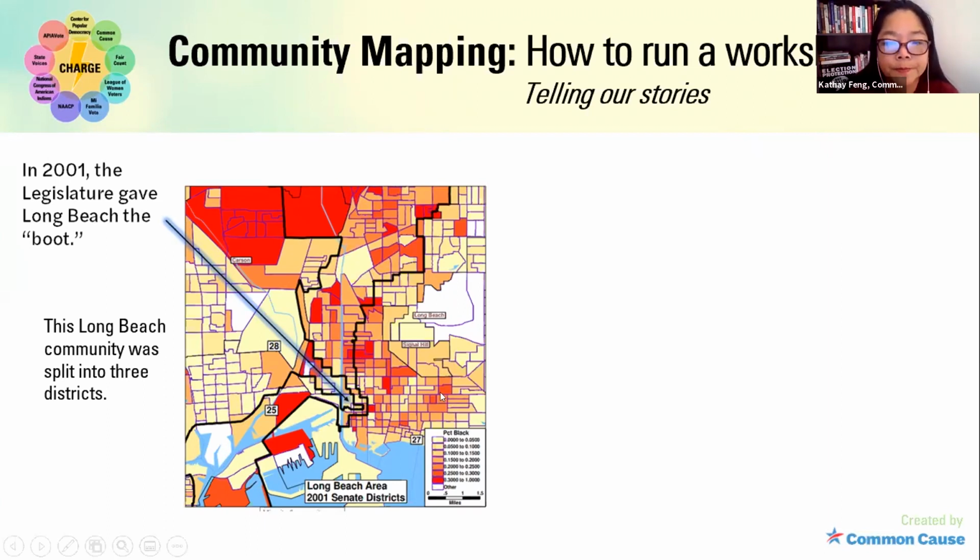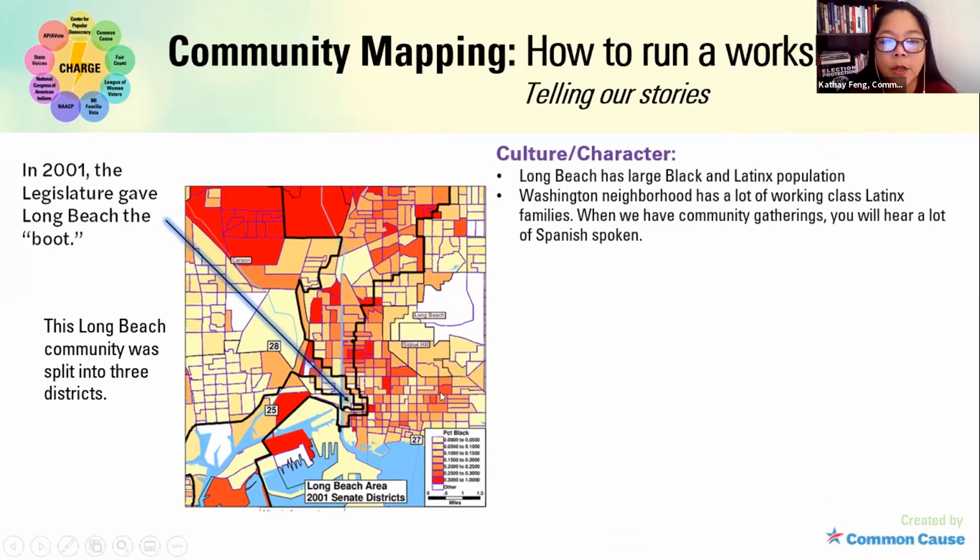Next. Now let's look at the culture of this area. This area has a large Black community, which you can see shaded in reds and oranges. There's also a mix of Latinx working class families. So when you go to a lot of family gatherings and community gatherings, you'll hear Spanish spoken as much as English.